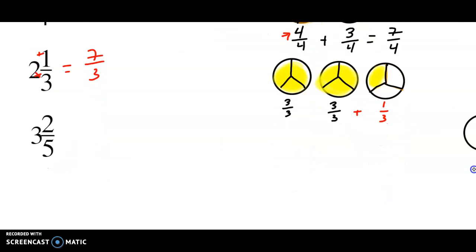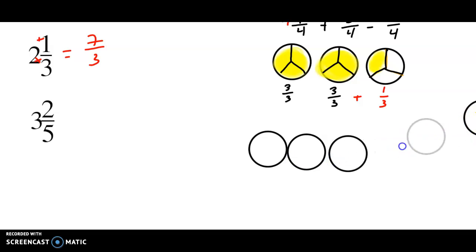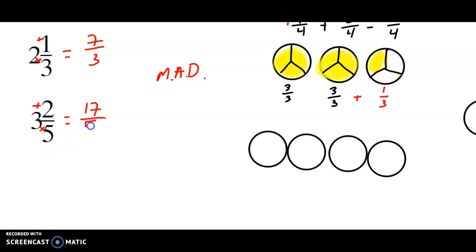Let's do the last one. 3 and 2/5. All right, here we go. I'm going to pull out 3. Now, some of you already know what it is. I really don't have to do it. 3 and 2/5. What am I going to do here? I'm going to multiply, add over the denominator. MAD. Multiply, add over the denominator. What am I going to multiply? 3 times 5 is 15. Plus my 2 gives me 17 over the denominator, which is fifths.